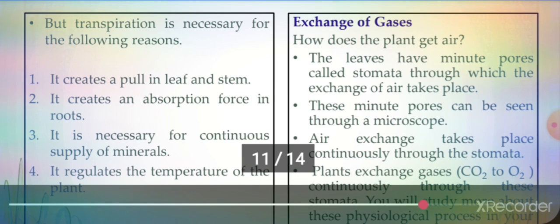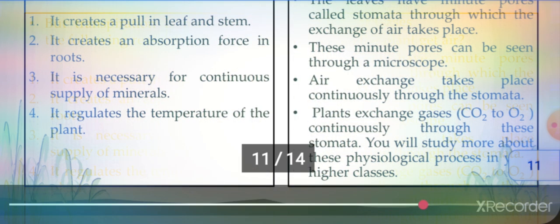As I told you already, the leaves have minute pores called stomata, and through these stomata the exchange of air takes place. Taking inside carbon dioxide and leaving out oxygen through stomata is photosynthesis. Taking inside oxygen and leaving outside carbon dioxide through stomata is respiration. You can see these minute pores under a microscope. This air exchange takes place continuously, and plants exchange gases continuously through these stomata.